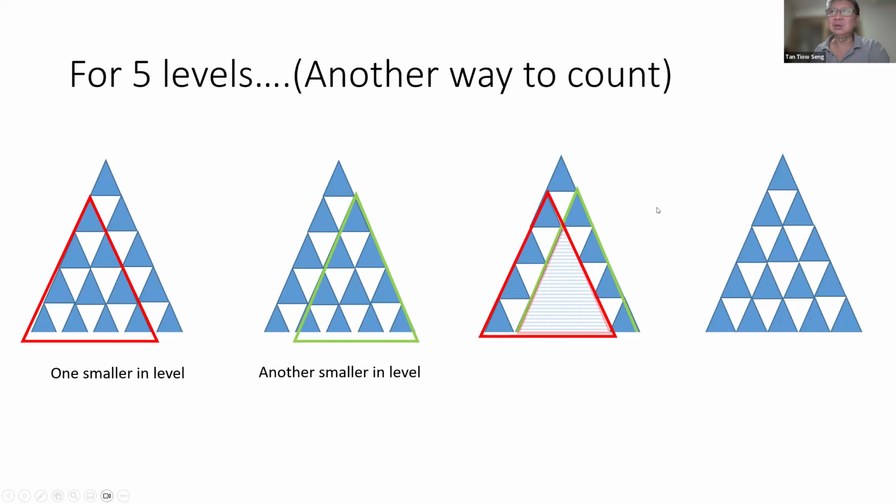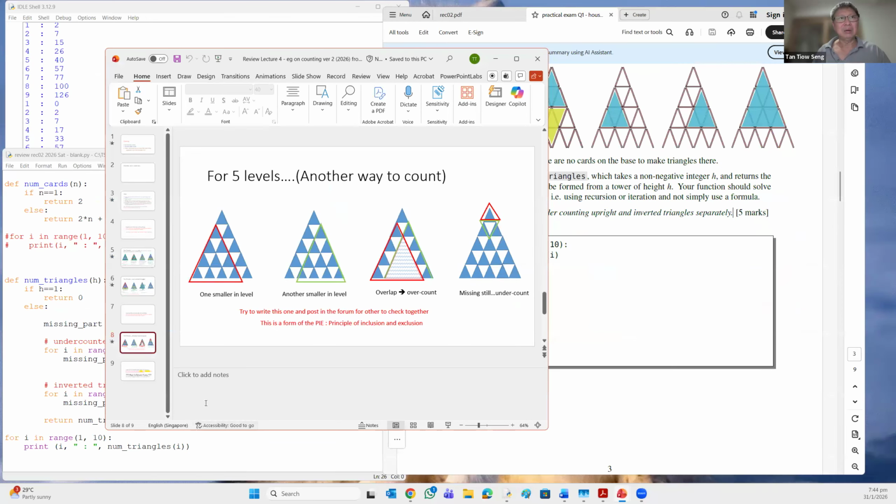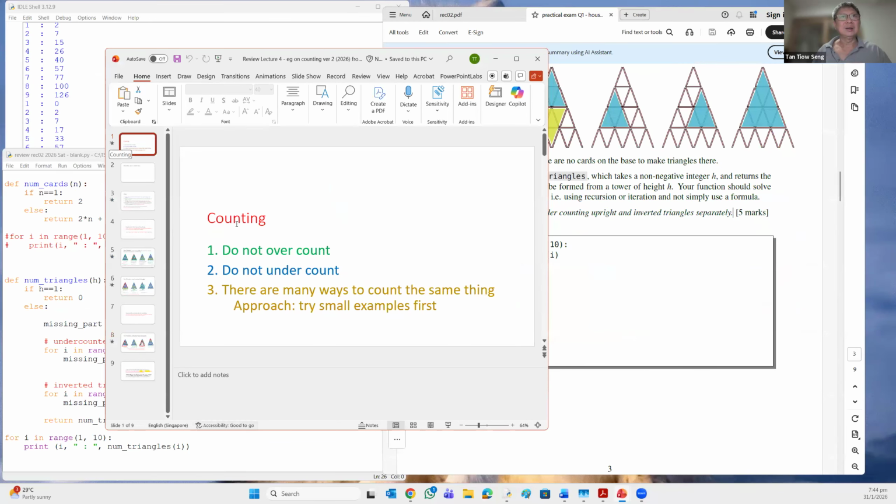So what else do I miss out? You go and find out yourself, and then you can see the forum. All right, so these are overcounted, and then this is undercounted. In looking at this, it is a good exercise to see another way of solving the problem, and there's an overcounting part, and there's an undercounting part. All right, so this is what I wanted to share with you about counting. Remember these 3 points. Do not overcount, do not undercount, and there are more than one ways to count things.